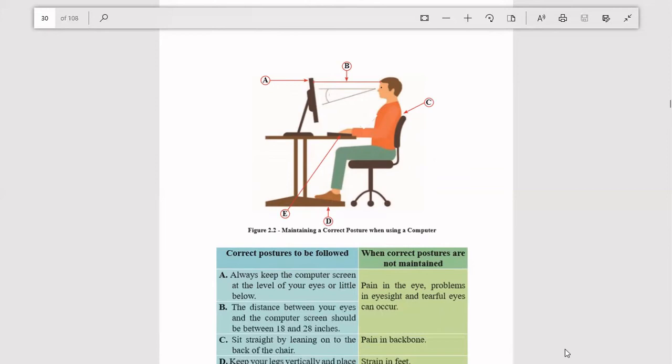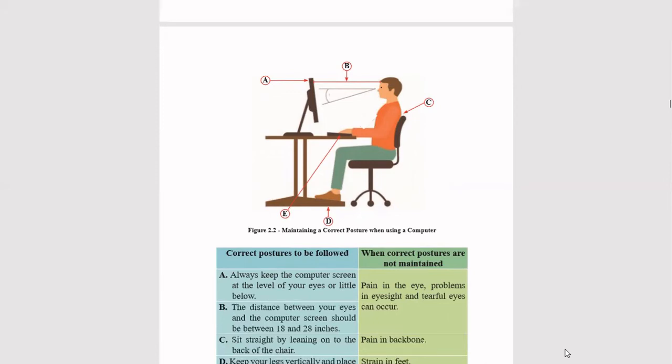The distance between the eyes and the computer screen should be between 18 to 28 inches. If it's too close to your eyes, one of my friends got dry eyes because she was using the computer very nearby, right? Those things will directly cause problems for your eyes. C is you have to sit straight and your back should get good proper support from the chair. Otherwise, you will get problems in the backbone.